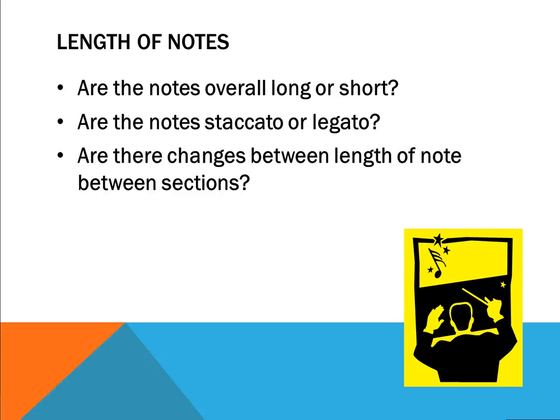Length of notes. Comment on the overall length of notes. Are they overall long or overall short? Or do they change between sections? Longer in the first section and shorter in the second section. Are the notes staccato or legato? Staccato meaning short and detached, and legato meaning smooth and well connected. Are there changes between length of note between sections? Again, please make sure you state what the changes are from what to what.